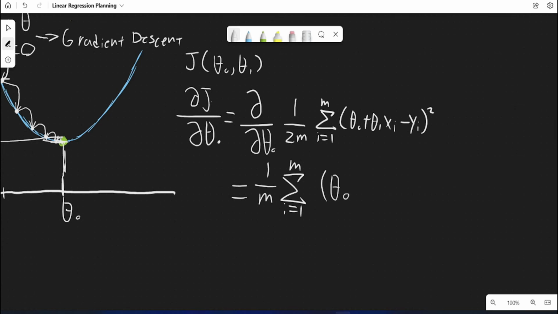And then theta 0 plus theta 1 xi minus yi, and since the 2 cancels out, we don't have to write that, and we multiply by 1, which is the same as not multiplying by anything. So why do we multiply by 1? Since theta 0 is multiplied by 1, it's not shown, and that's why we multiply by 1 here.